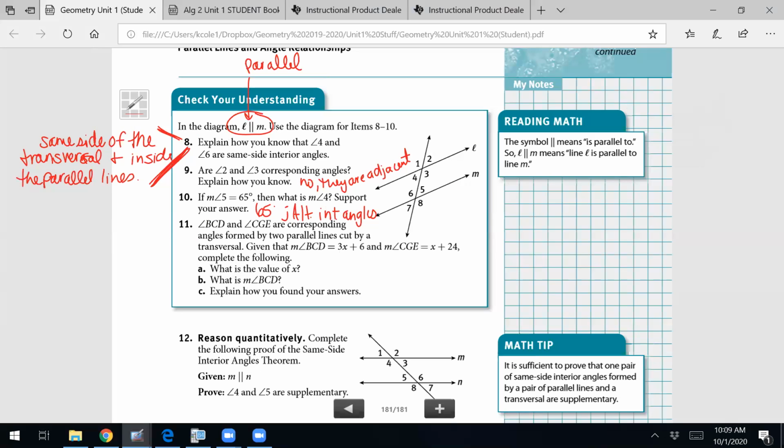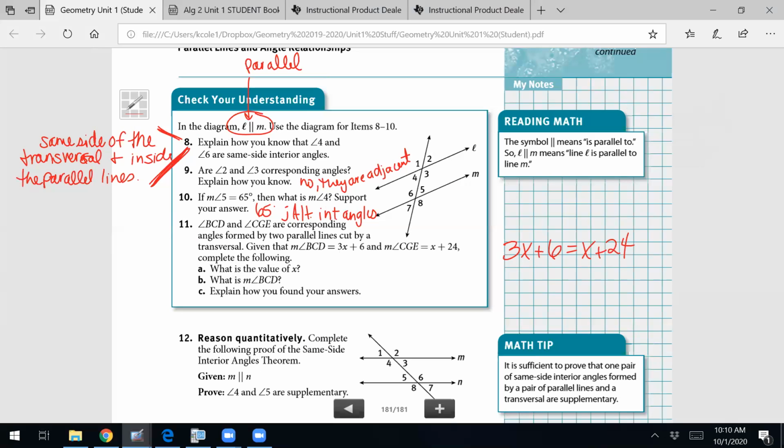All right. Number 11, angle BCD and angle CGE are corresponding angles formed by 2 parallel lines cut by a transversal. Given that the measure of angle BCD equals 3x plus 6, and the measure of CGE equals x plus 24, what is the following? So corresponding, what do you know about corresponding angles? They're congruent. So what can we do with this algebra? You can set them equal to each other. So then we've got 3x plus 6 equals x plus 24, because we know corresponding angles are congruent.